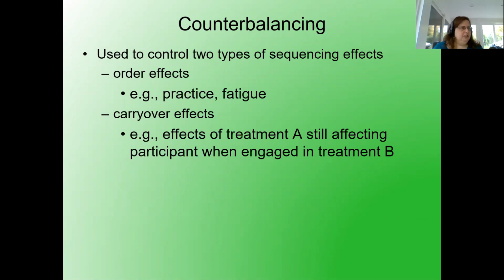And this can be used to control two types of sequencing effects: order effects, such as practice or fatigue, right? So if I give you the same test twice, either maybe it exhausts you or maybe you get practice and you get better. Either way, it had an effect. Or carryover effects, where the effects of treatment A are still affecting the participant while they're engaged in treatment B.